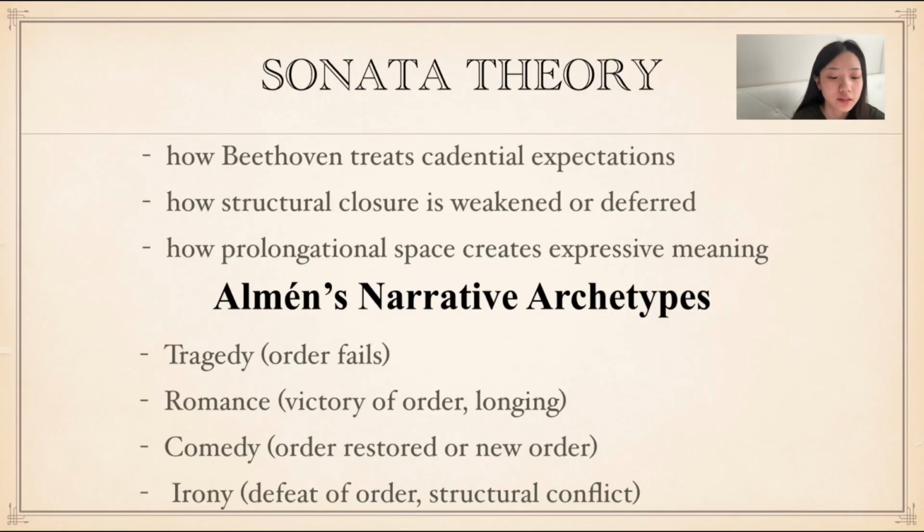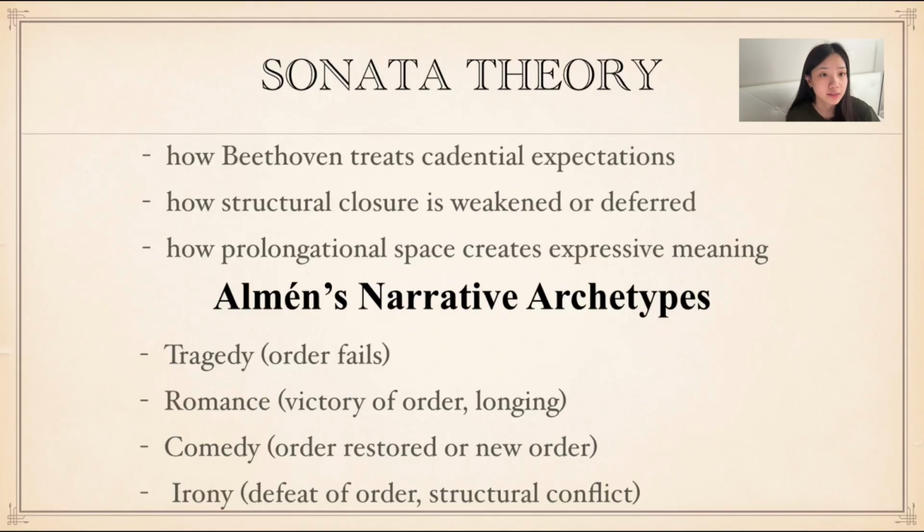My analysis uses two main methodologies from our class. First, sonata theory, especially Hepokoski and Darcy's ideas about cadential expectations, structural closure, and what they call prolongational space. I focus on how Beethoven weakens or defers closures and how this affects the expressive trajectory of the movement.